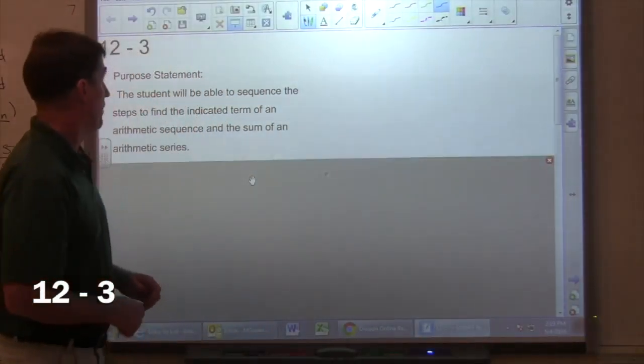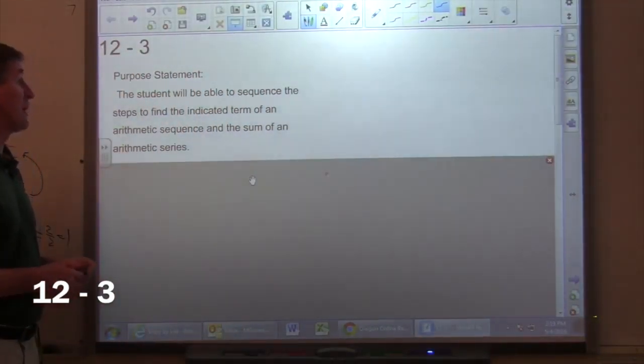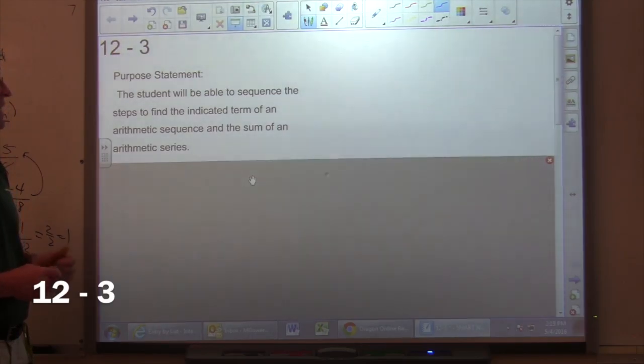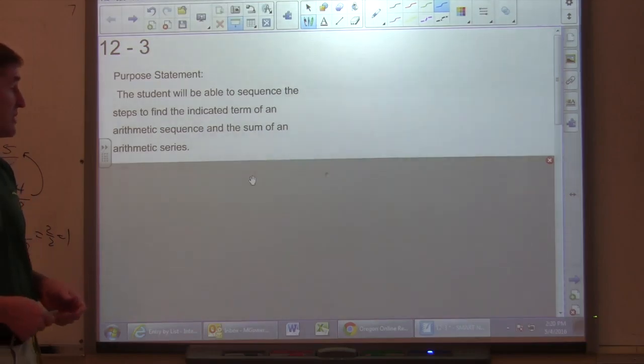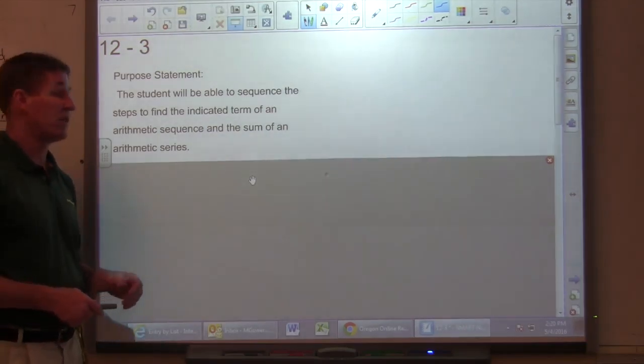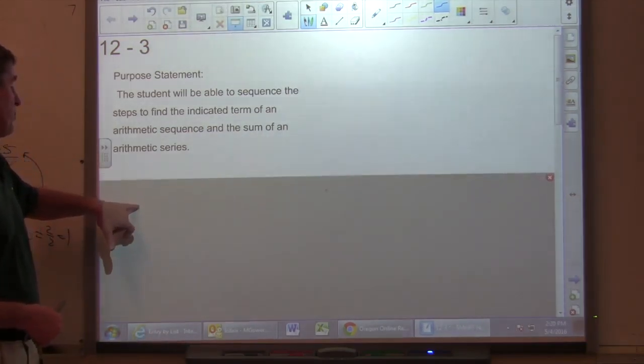All right, today we're doing 12.3. Our purpose statement: the student will be able to sequence the steps to find the indicated term of an arithmetic sequence and the sum of an arithmetic series. So we have a lot of new terminology in this section that we haven't worked with before.